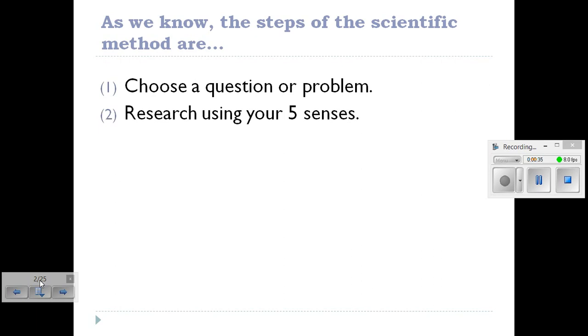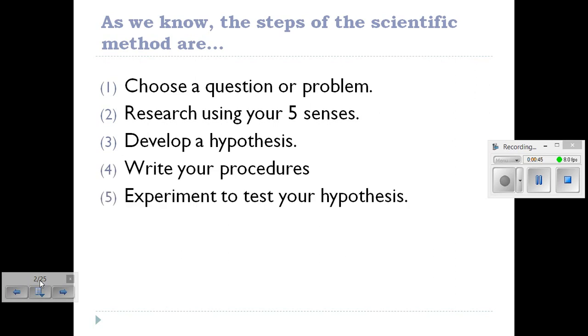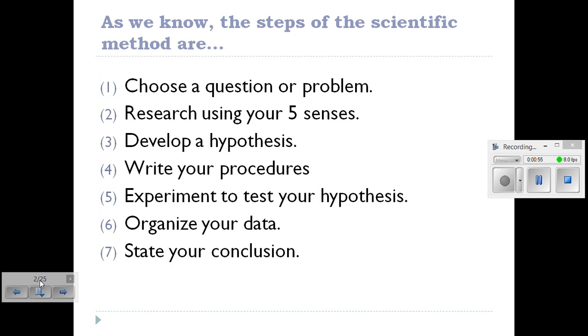As we know, the steps of the scientific method are as follows. You choose a question or a problem. You research them using your five senses. You develop a hypothesis. You write out your procedures. You experiment to test your hypothesis. You organize your data and state your conclusion.